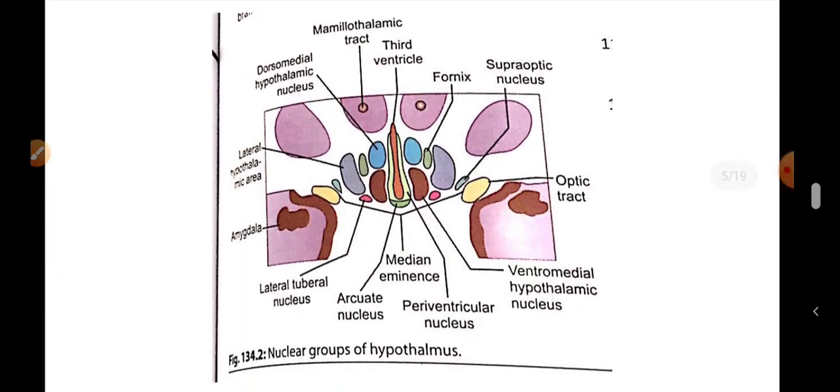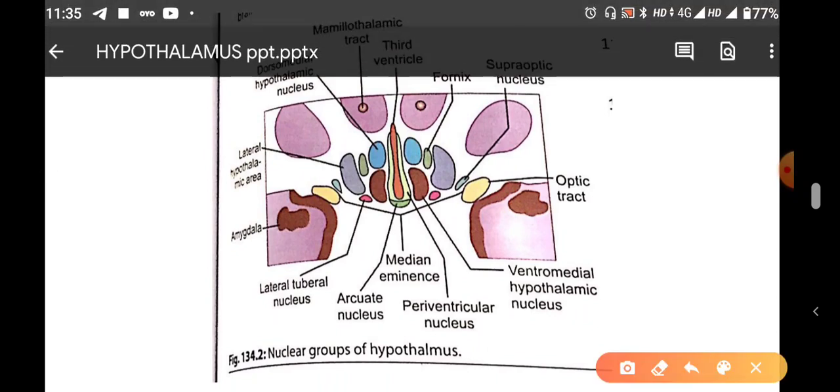For the convenience of the description of hypothalamus, it can be divided into the medial to lateral zone, that is the medial zone and the lateral zone. And from anterior to posterior, the hypothalamic nuclear masses are arranged in the preoptic region, supraoptic region, tuberal region and the mammillary region. So these are supraoptic nuclei, you can see here. This is the lateral tuberal nucleus. This supraoptic nuclei, these are the optic tracts, you can see.